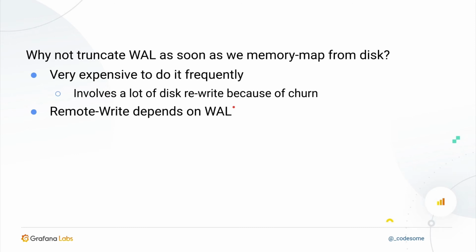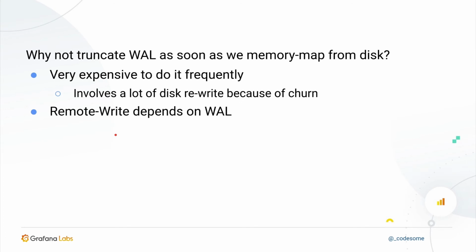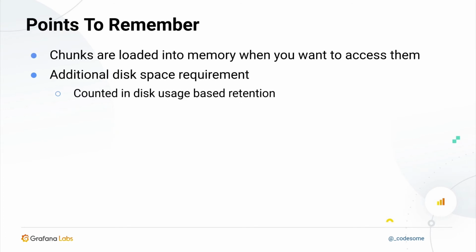So we don't truncate the write ahead log immediately. We truncate it like before, whenever a compaction of head happens. And also remote write depends on the write ahead log to send data to remote storage for long-term retention. So unless the remote write starts using the memory map chunks for remote writing, we cannot truncate the write ahead log very soon. So that's one of the reasons.